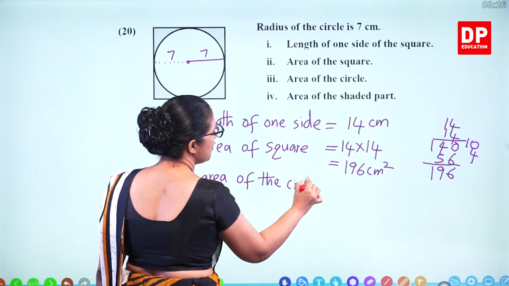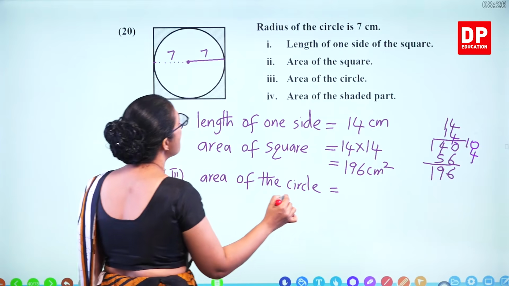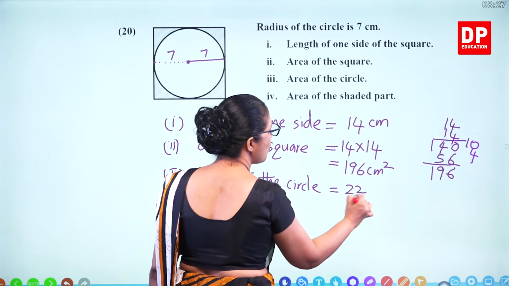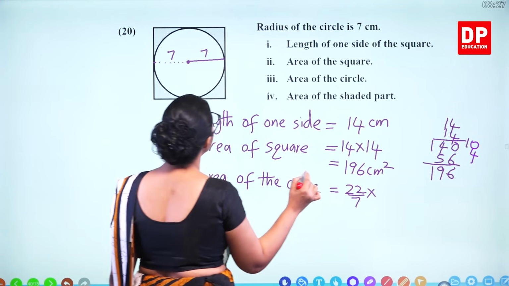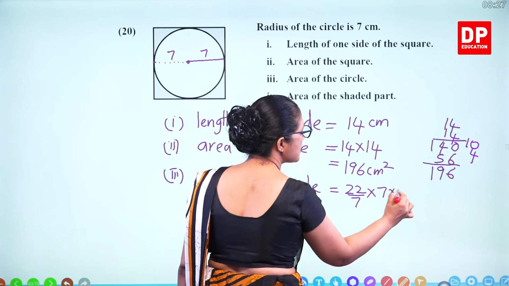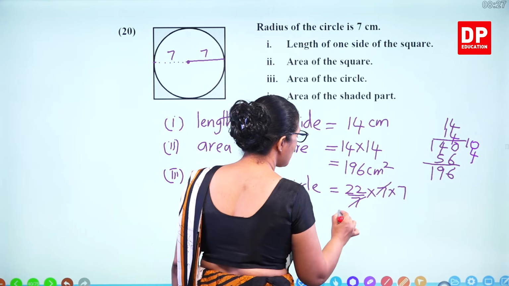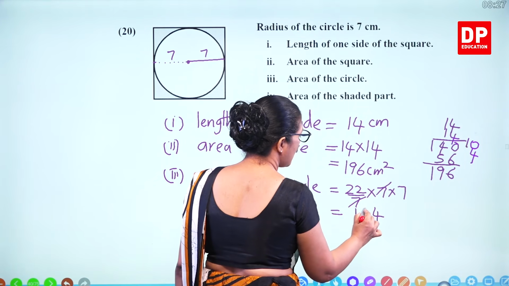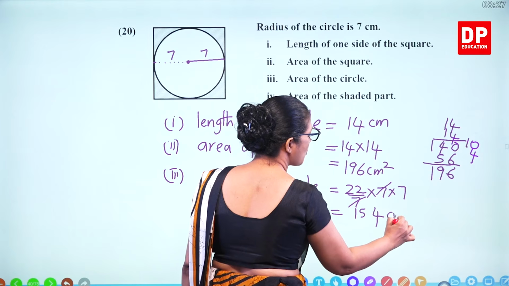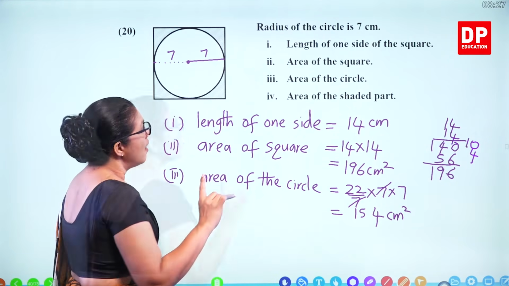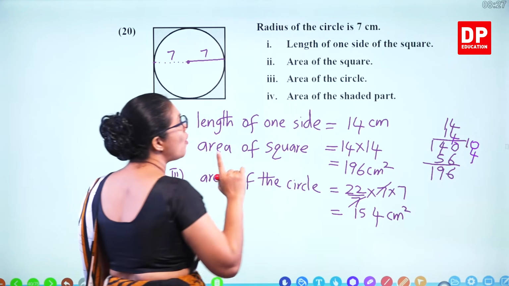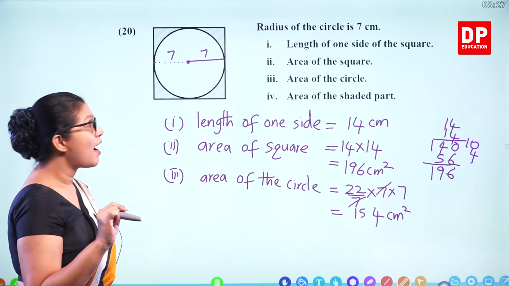Area of the circle becomes pi r squared. Pi, I can take 22 over 7. R, radius is 7. 7 times 7. You get 154 square centimeters. Now we need to find out area of shaded part.